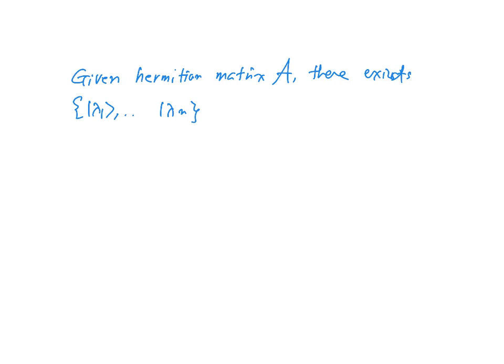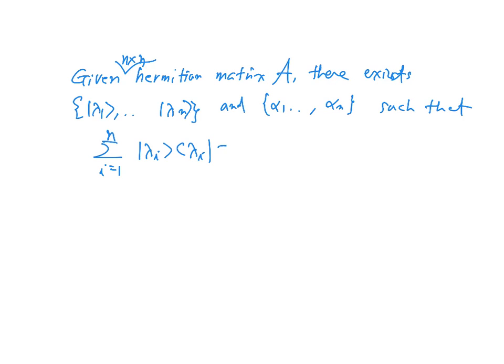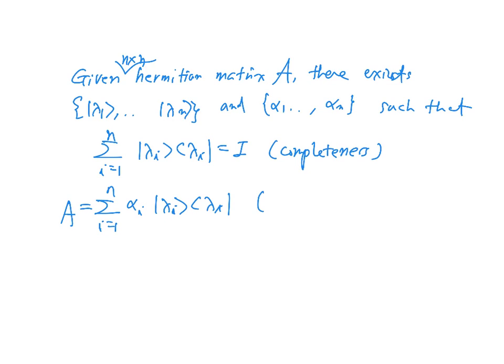Okay, so given a Hermitian n by n matrix A, there exist an orthonormal basis and numbers alpha i such that the sum over i gives completeness, and the sum with alpha i gives the spectral theorem.